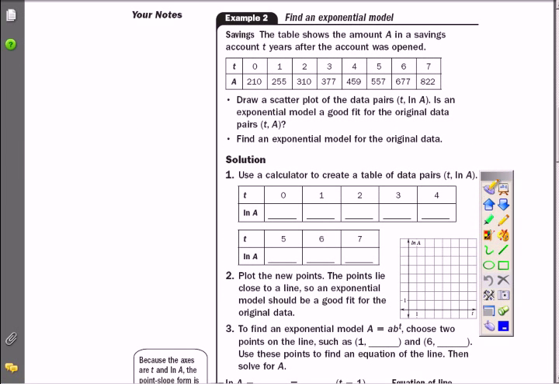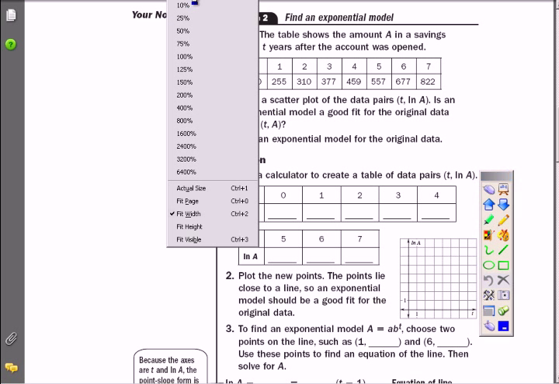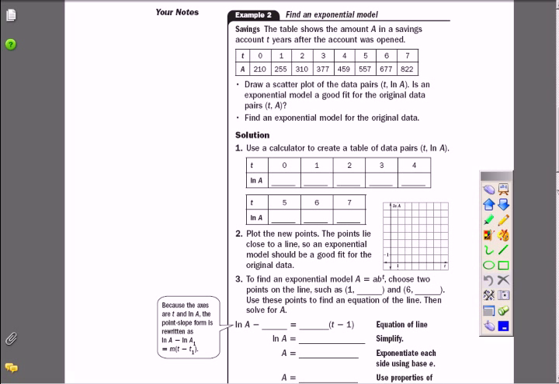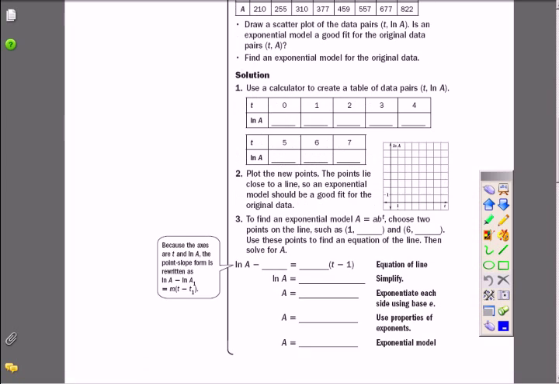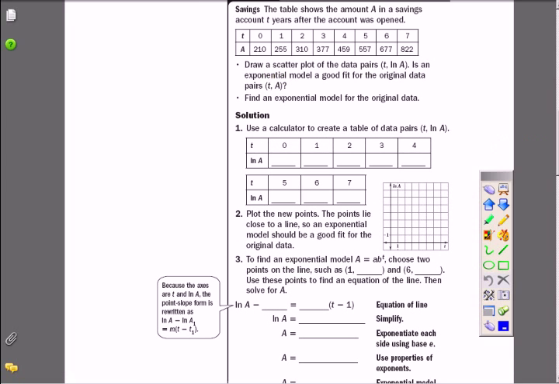On example 2, I'm gonna show a little bit more of this. Hold on just a minute. If I could show just a little bit more of example 2. That's just about enough of it. The table here, we have a whole entire table of points. You have T and you have A. And it says the table shows the amount A in a savings account T years after the account is opened. Draw a scatter plot of the data pairs T and A.